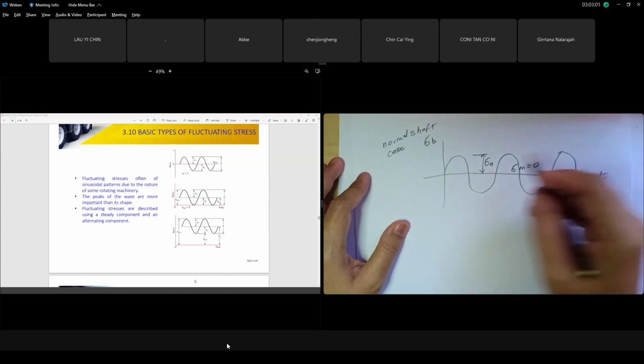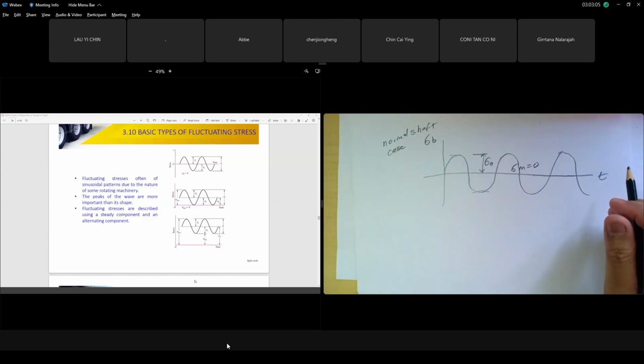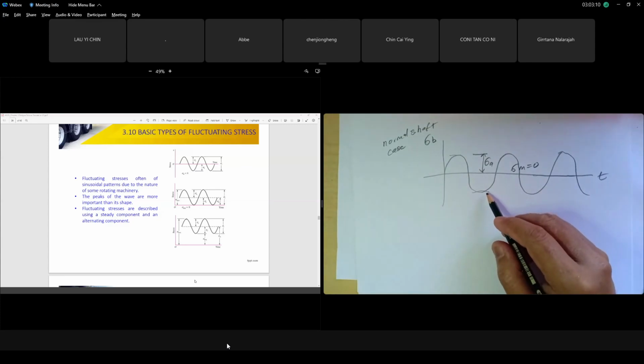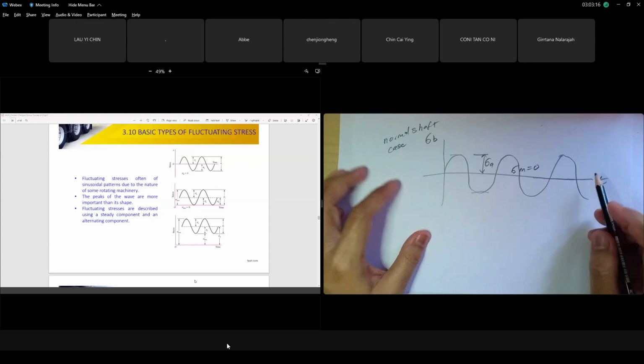Sigma min is zero, of course, because sigma max and sigma min have the same value. Since your sigma minimum is negative, it means zero, complete reverse, it means your mean is zero.